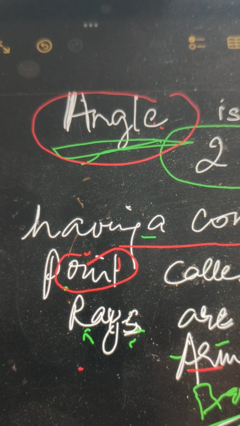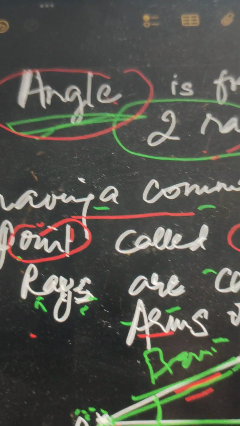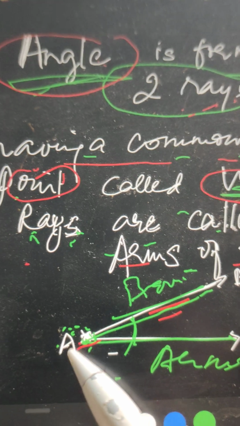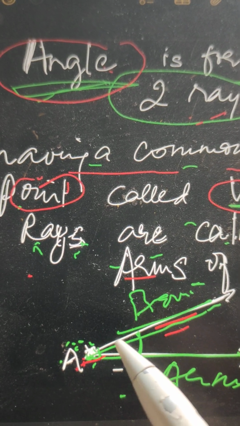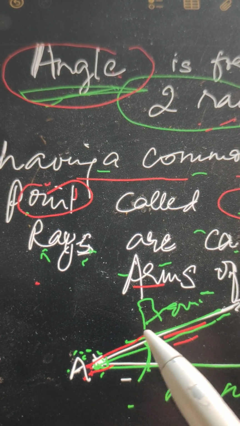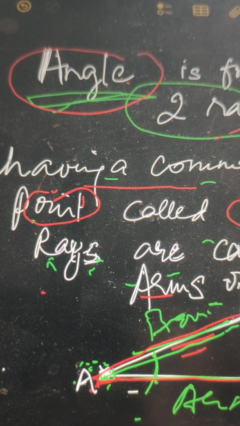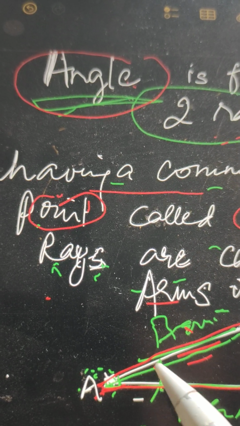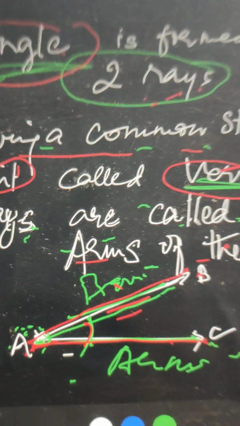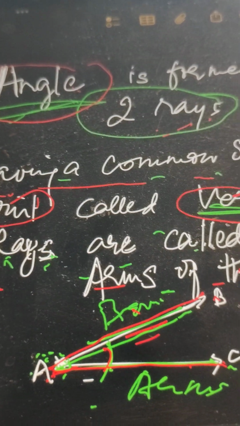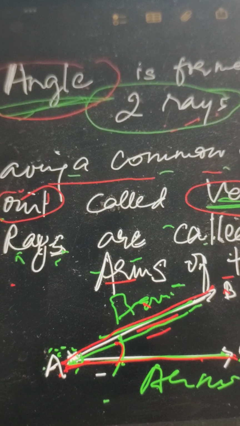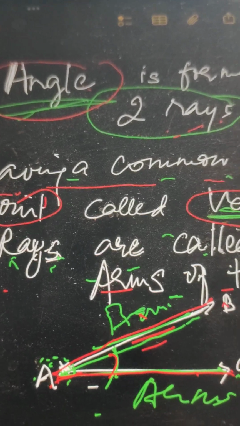Now let's take two rays which begin from point A, that is the vertex. Here you have AB, and you have another ray which is AC. These are the arms, and this would be the angle. Is that right? So now we're going to talk about how you measure the angle. How do you know what the angle is?